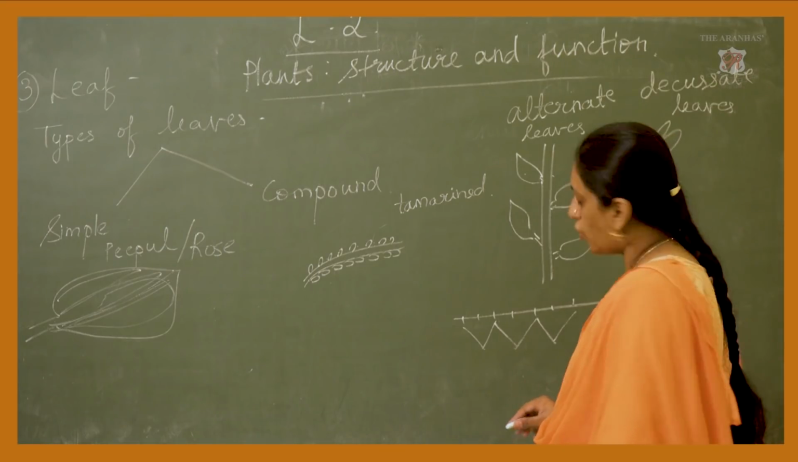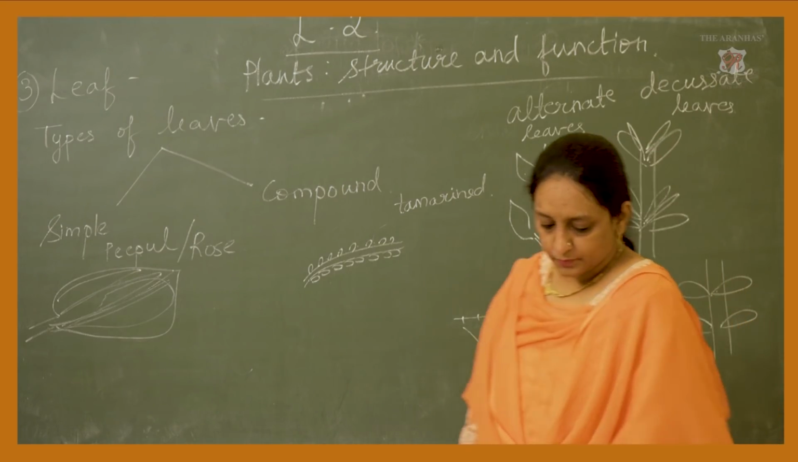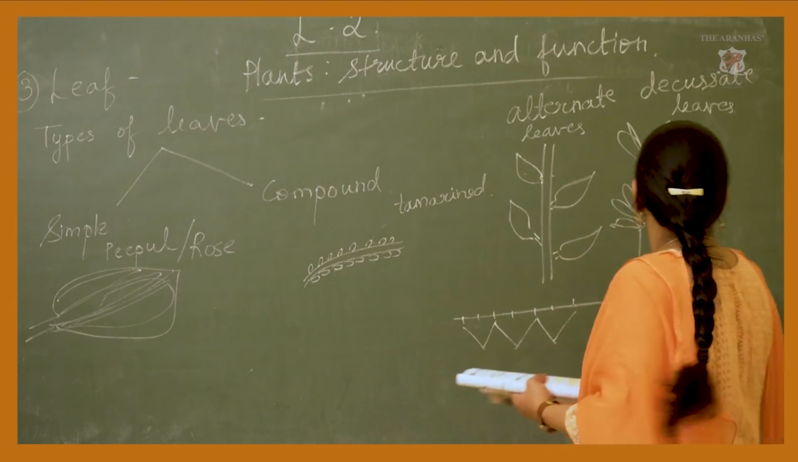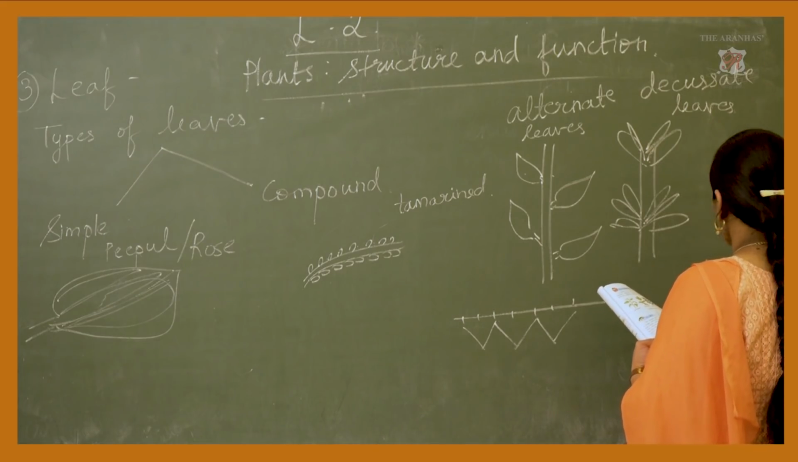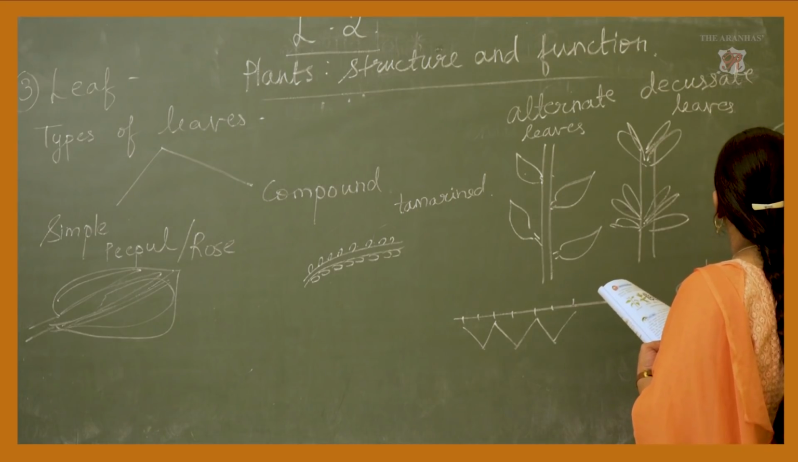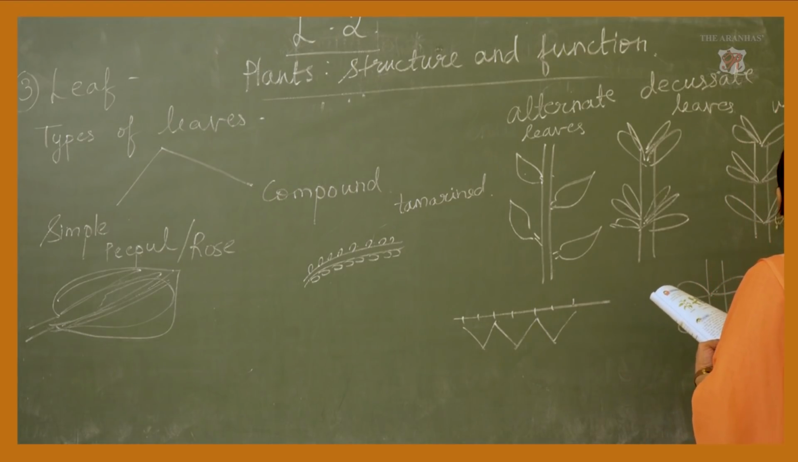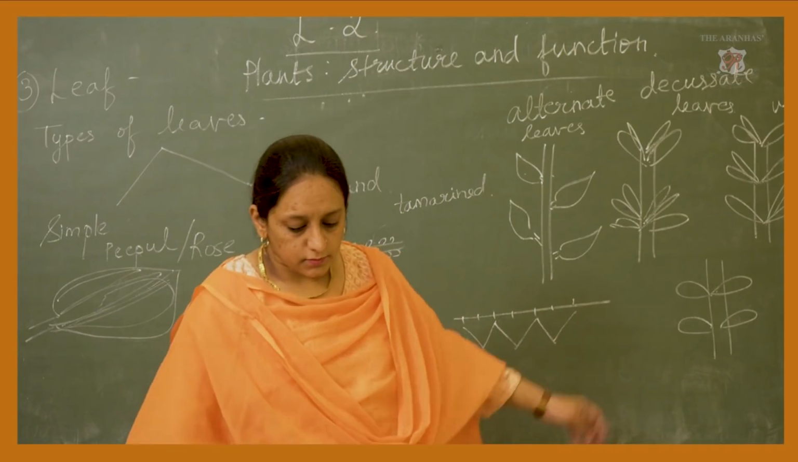The next is opposite. Opposite means just here one, again here one, here one. This is called opposite, just both go side by side. Then there is whorled arrangement. Whorled means, as they have shown in the diagram, one grows here, then here 2 grow, then 2 grow here, here 1 grows, then again 1 grows here, here 2 grow. This is called whorled arrangement of leaves. It is spelled W-H-O-R-L-E-D, whorled arrangement of leaves.